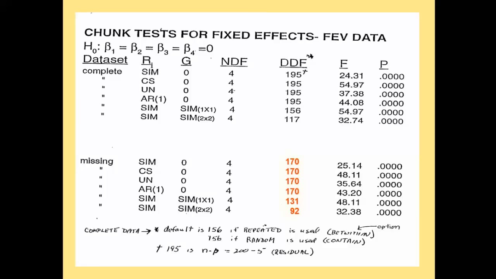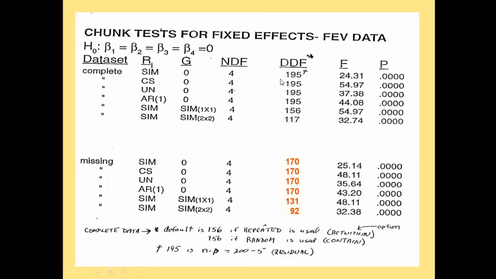One way to come up with the degrees of freedom for the F test is the typical way one does it in most linear regression models, whether the data are correlated or not: you take the total number of observations and subtract the total number of parameters in your model. 200 observations minus 5 parameters is 195. So that's why you see the 195 up here.